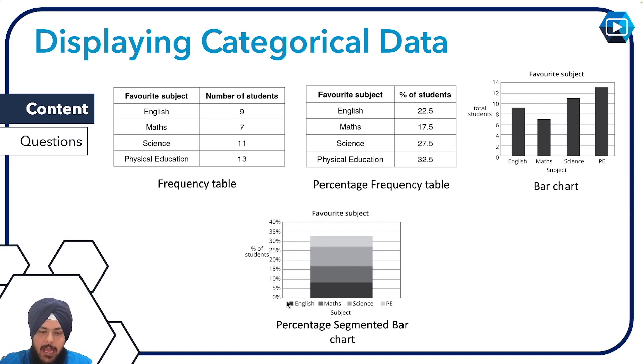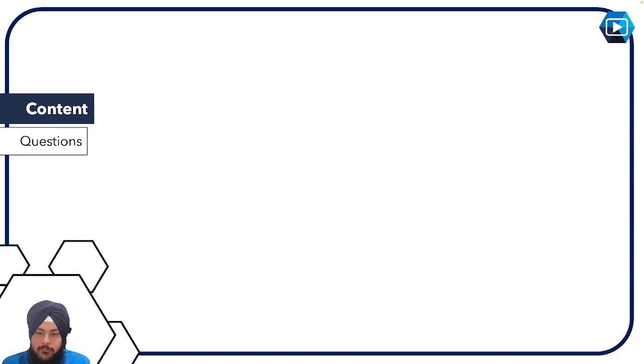So for example, if we look at English, the bar reaches a height of about 7 or 8-ish%. So therefore 8% of students chose English as their favorite subject. So sometimes we can also have percentage segmented bar charts with values ranging from 0 to 100, and the thickness of each bar is representative of how much of a percentage that the students have picked as their favorite subject, such as for this example. But it can be applied to a whole range of scenarios.